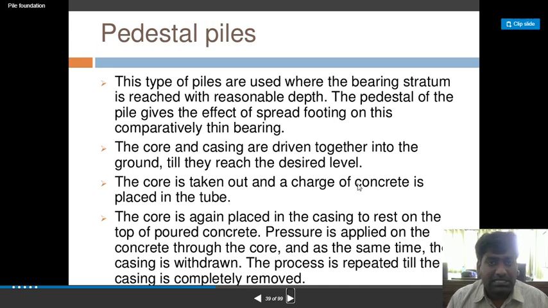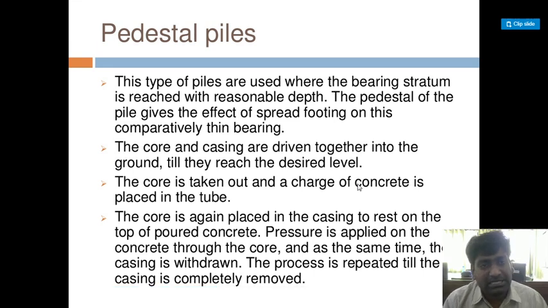Pedestal piles. This type of pile is used where the bearing stratum is reached within a reasonable depth. The pedestal of the pile gives the effect of a spread footing on this comparatively thin bearing stratum. The core and the casing are driven together into the ground till they reach the desired level. The core is taken out and a charge of concrete is placed in the tube. The core is again placed in the casing to rest on top of the poured concrete. Pressure is applied on the concrete through the core, and at the same time the casing is withdrawn. The process is repeated till the casing is completely removed.